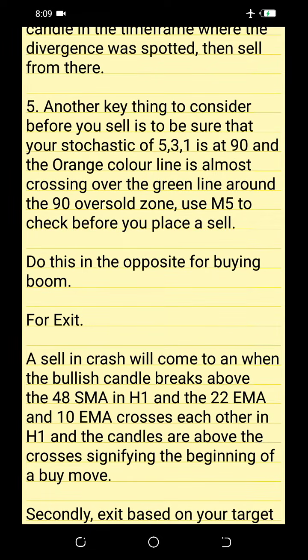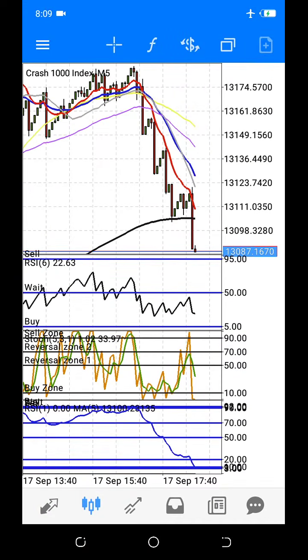So now do this in the opposite for buying boom. Everything I've explained here, do exactly the opposite for boom. I may not have the time to go through the boom stuff, okay? But everything I've said, if you want to buy boom, look for regular bullish divergence. In crash sell, we're looking for regular bearish divergence. In boom, we're looking for regular bullish divergence, where the candles are making lower lows on the charts and the oscillator is making higher lows. Key thing. Then you wait for a retest of the trend line.